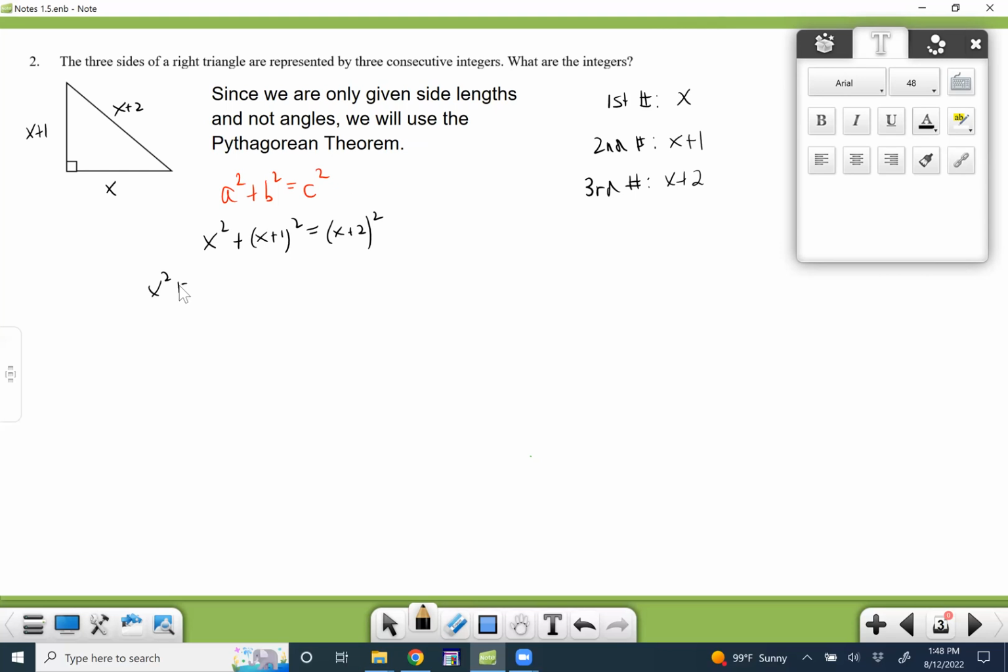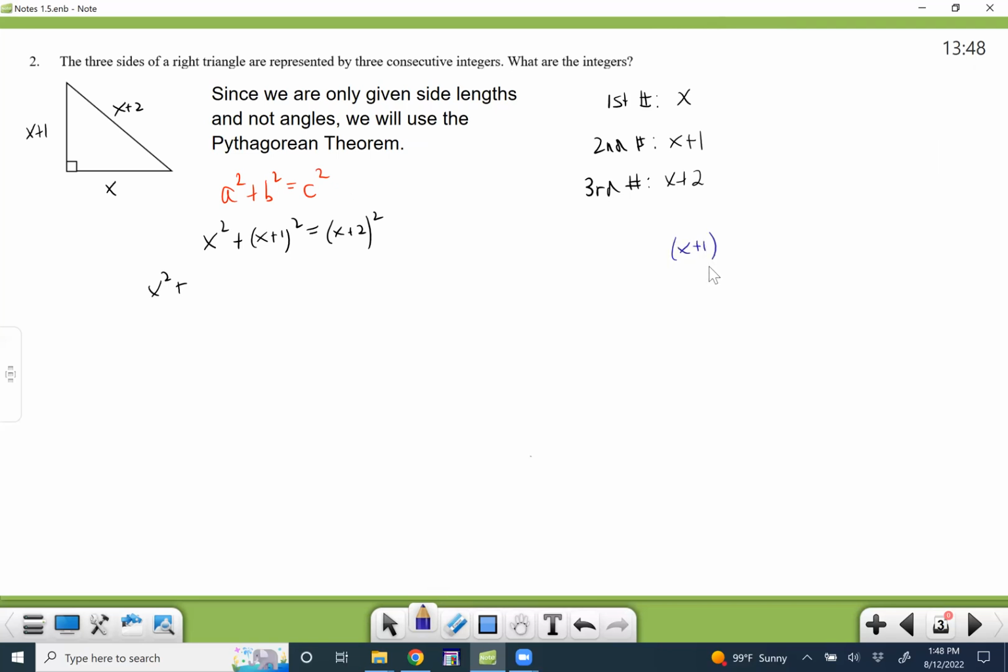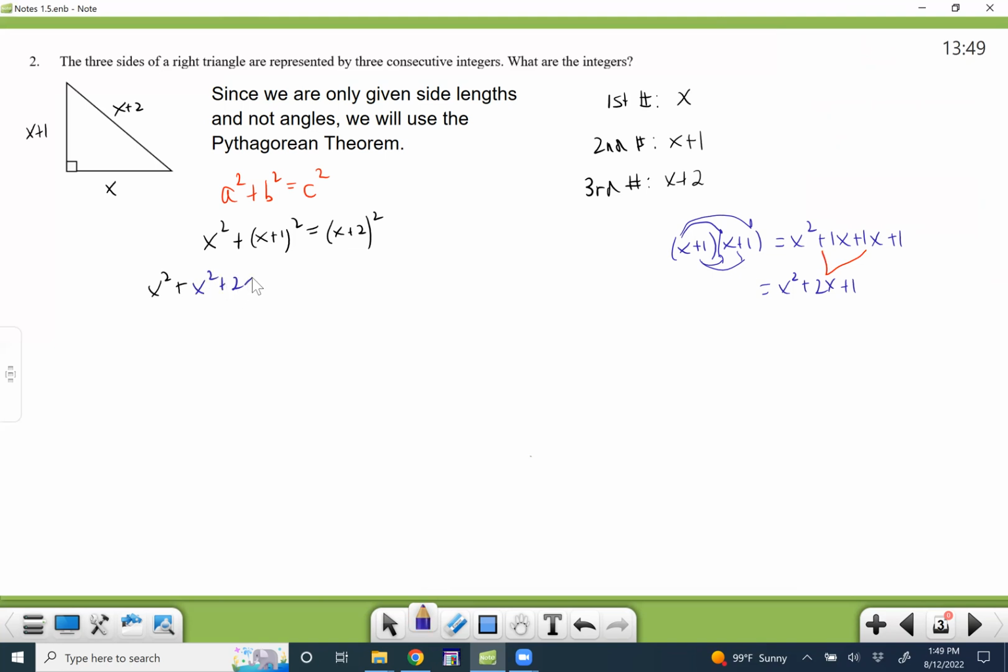All right, so we got X squared plus, and we've got to make sure that we FOIL out X plus 1, right? So we got to do X plus 1 times another X plus 1. So we're going to get X squared, 1X, 1X, 1. So this is going to be X squared plus 2X plus 1 when we combine these two middle terms, okay? All right, so I'm going to go ahead and put that in here. X squared plus 2X plus 1.